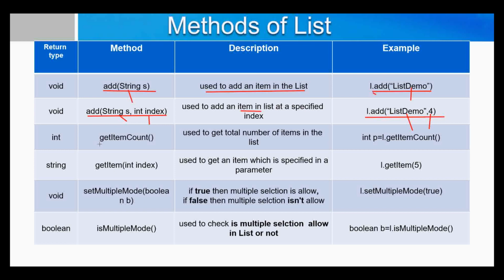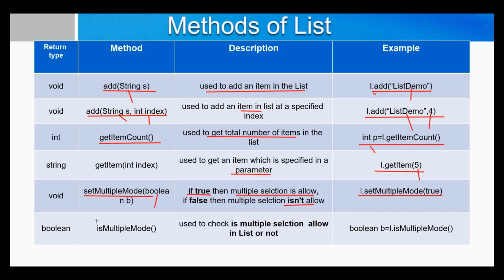Next method is getItemCount, used to get the total number of items in the list. This can be used like this. The method getItem takes 1 parameter, the return type is string, and it is used to get the item specified in the parameter. Here we'll get the item present at location 5. Next is setMultipleMode, which takes a boolean parameter, in which if the parameter is true, then multi-selection is allowed, otherwise not allowed. This method is used like this.